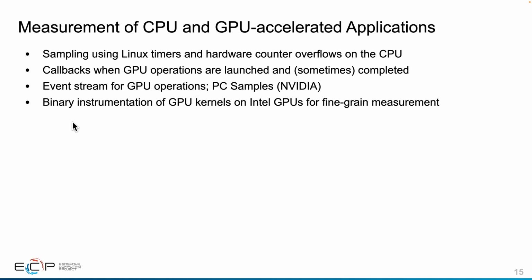We're intercepting callbacks when the GPU operations are launched, and sometimes when they're completed. We're monitoring an event stream for the GPU operations. The event stream on NVIDIA GPUs can also include PC samples, which include machine instruction addresses that have been sampled during execution on the GPUs. Also, another modality of measurement is that we use binary instrumentation of GPU kernels on Intel GPUs in order to be able to collect instruction level characterizations.